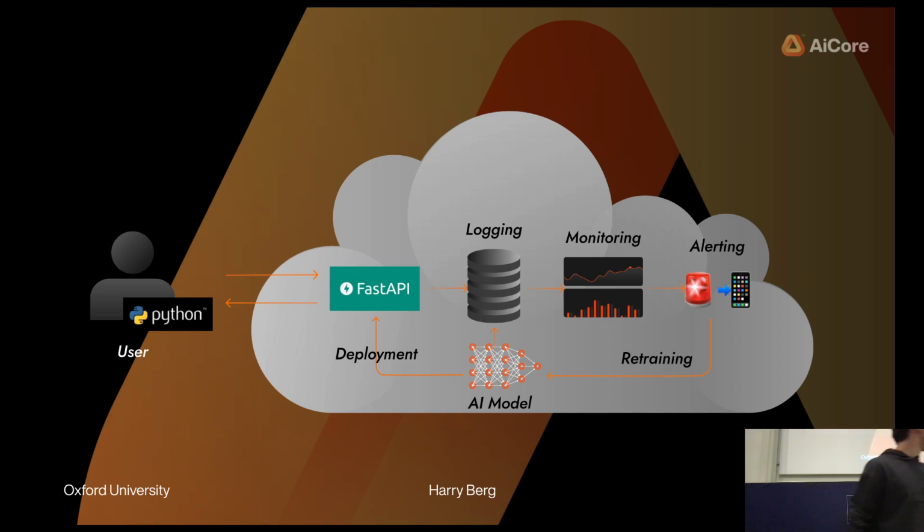Any questions about different parts of that UML diagram I've got there, or questions about what I've talked about so far, MLOps wise?